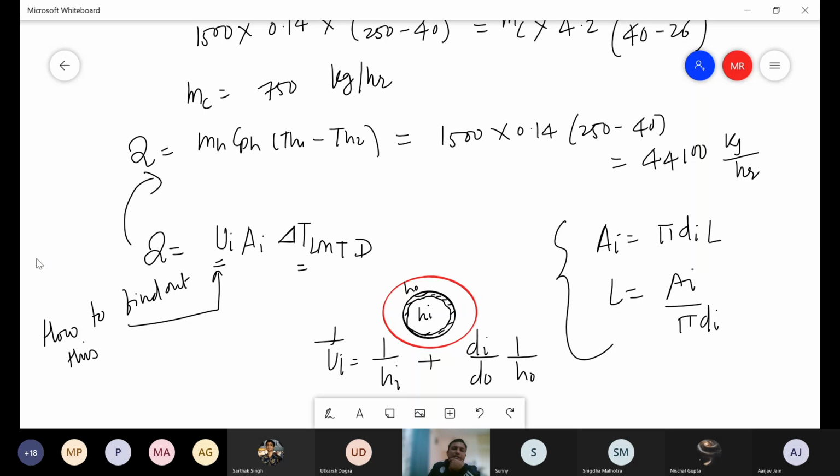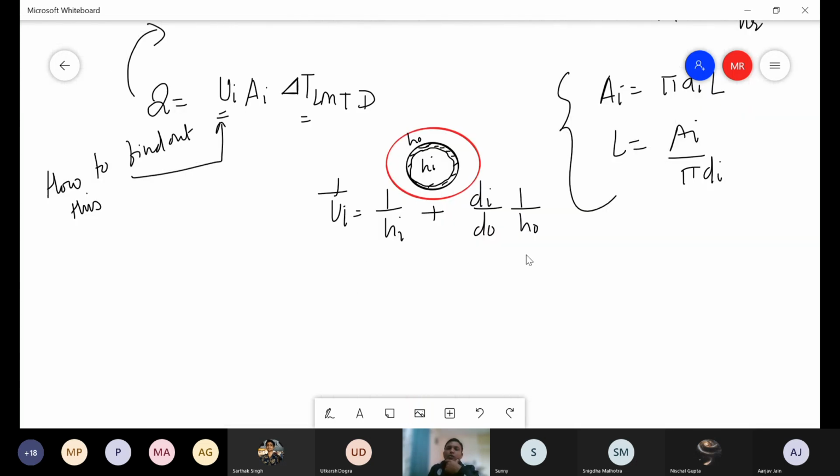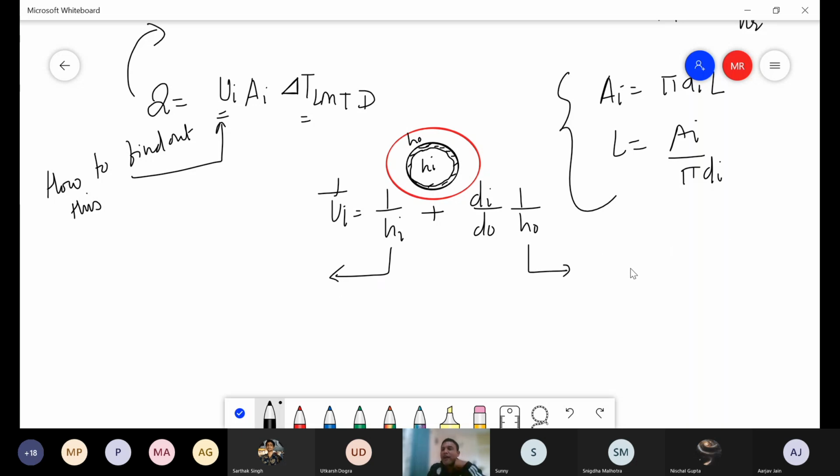So once we know that this is how we can find out UI, now the question is, we don't know what HI is and we don't know what H naught is. Can we find out HI and H naught? That is the question. We can find out HI and H naught by using correlations. Do you all agree? Yes, sir. So HI and H naught both we can find out using correlations.